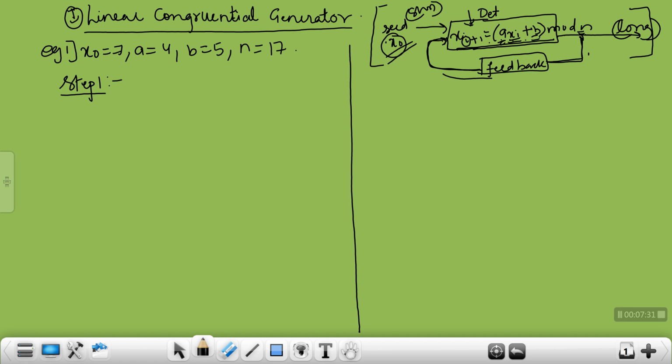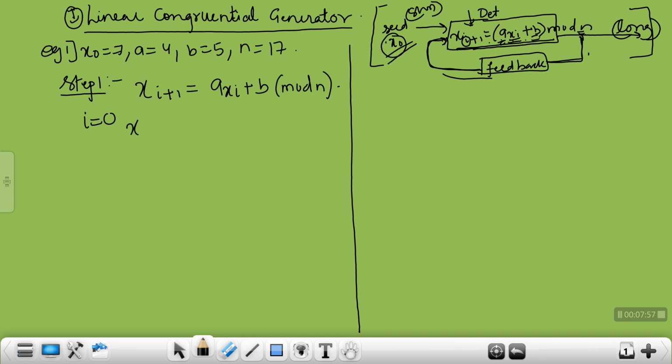Okay, so now write down the formula straightforward. It is nothing but x(i+1) equals (A·xi + B) mod n. Now initially, for what values do we need to find? We will start from i tending from 0. So always we have to start from i equal to 0. So now the i value is equal to 0.